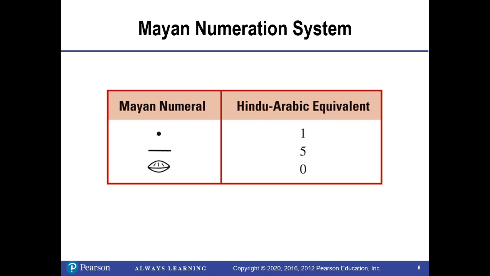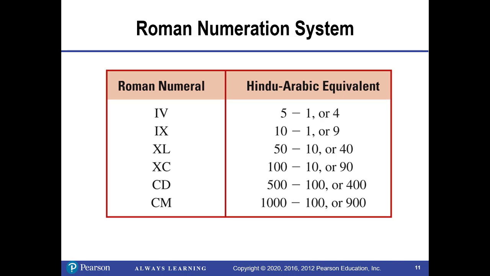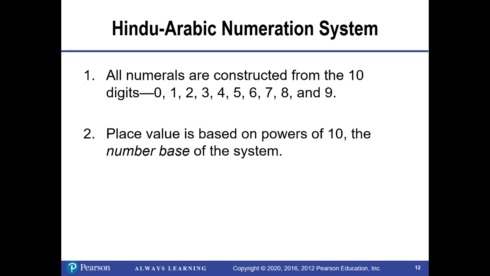We mentioned already what the Roman letters were. Some examples of Roman numerals and our equivalents. And then our system that we use. We use the Hindu-Arabic numeration system or number system. All of our numerals are constructed from 10 digits. The digits are 0, 1, 2, 3, 4, 5, 6, 7, 8, and 9. The number 10 is not a digit, right? The number 10 is constructed from 2 separate digits, 1 and 0.